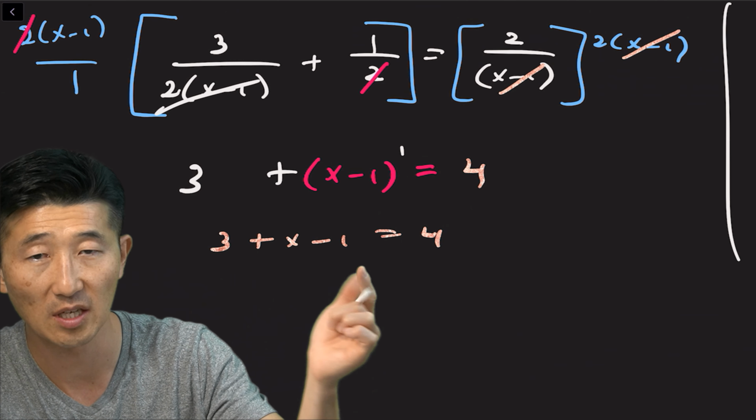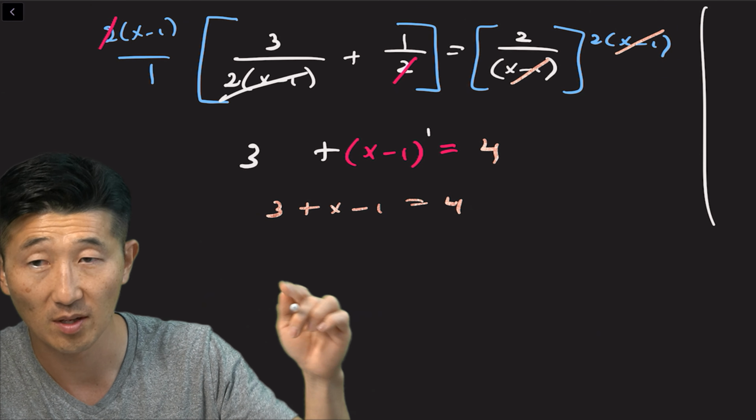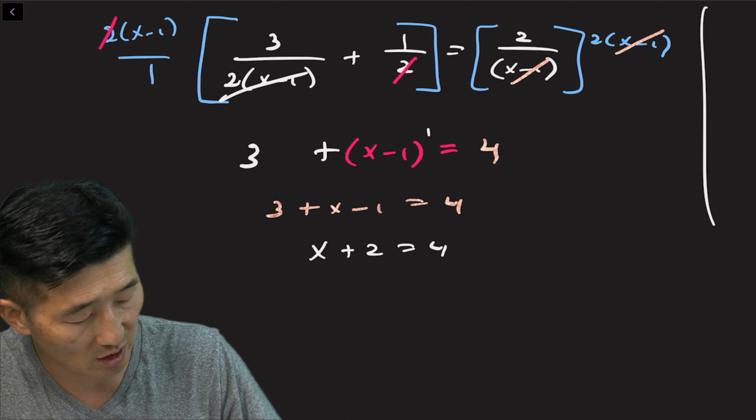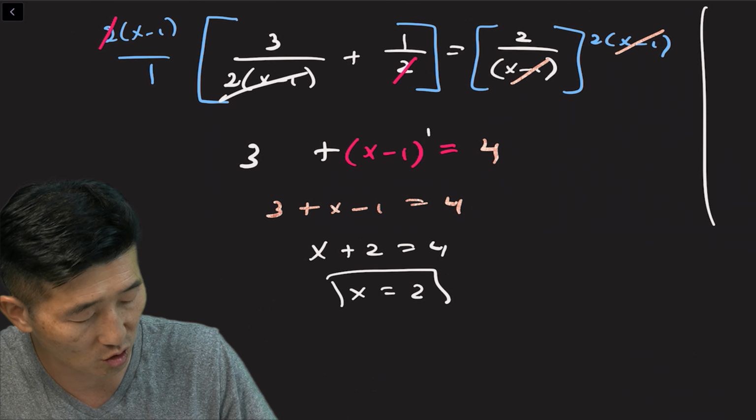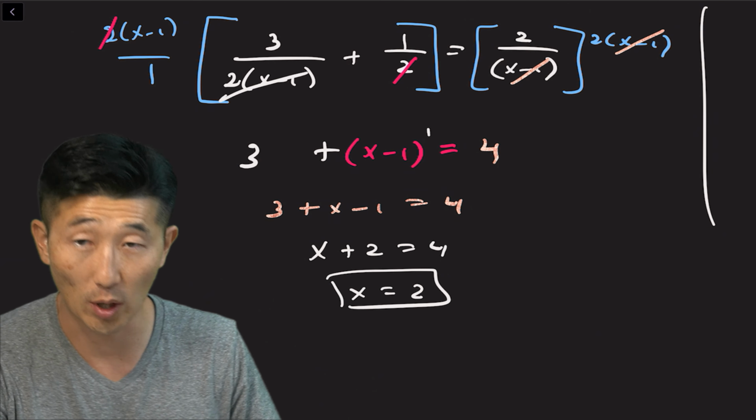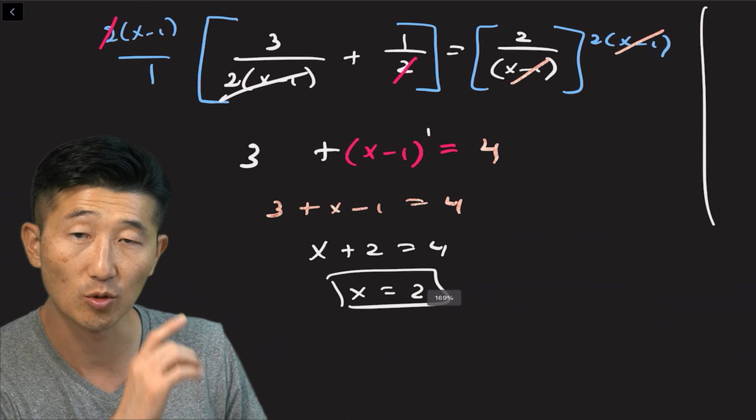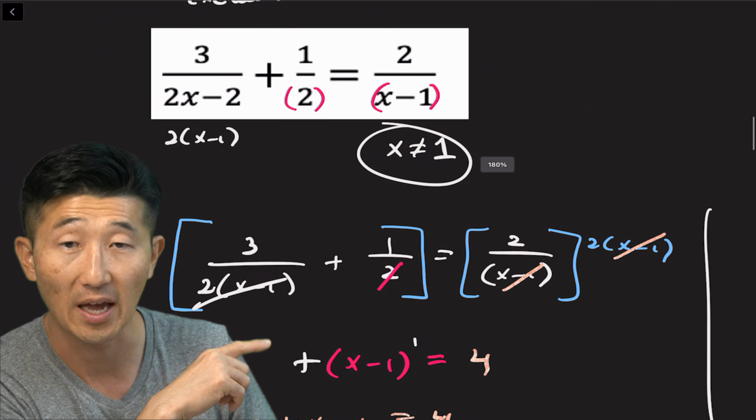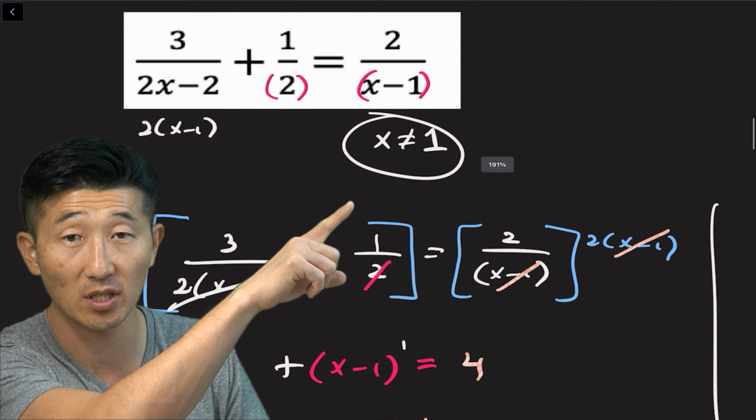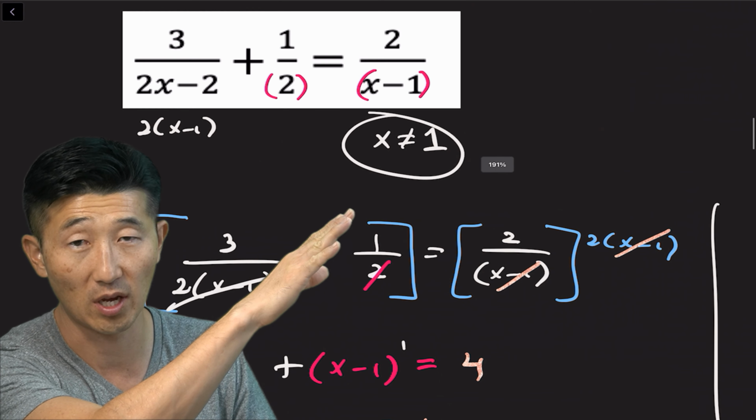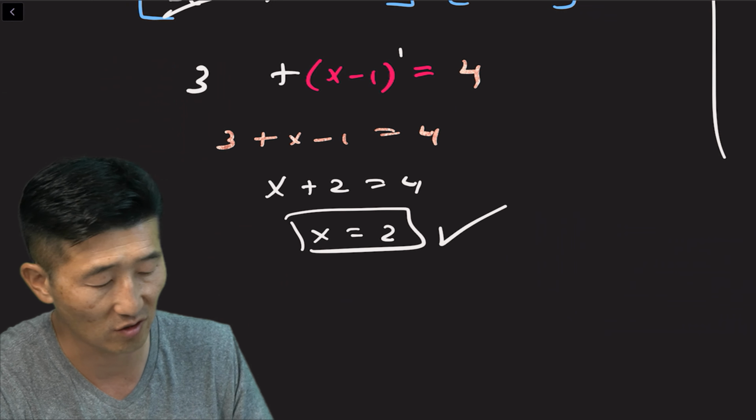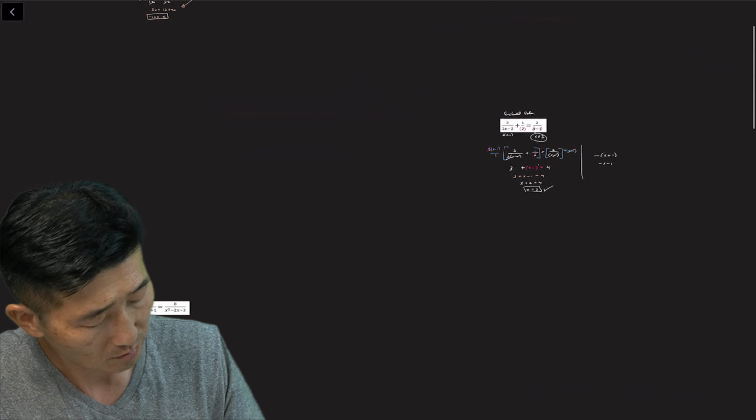remove the parenthesis, equaling 4, and 3 minus 1 is 2, x plus 2 equals 4, and then subtract 2 to both sides, so x is equal to 2. Are we done? Not quite. What we have to do is double check that this answer is allowable. We look at what x's are excluded. As long as you don't get a 1, we're okay. So 2 is fine, so check. This is our answer for this problem.